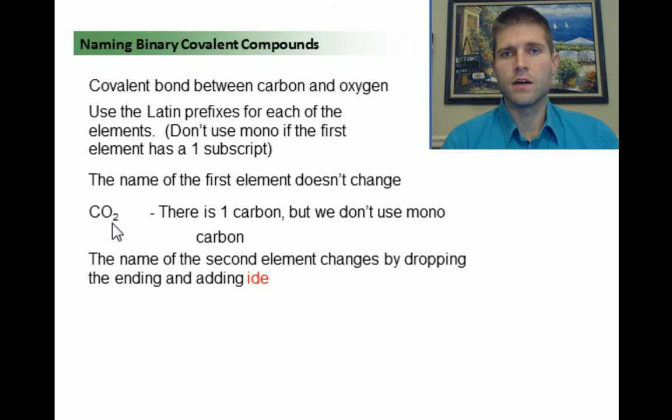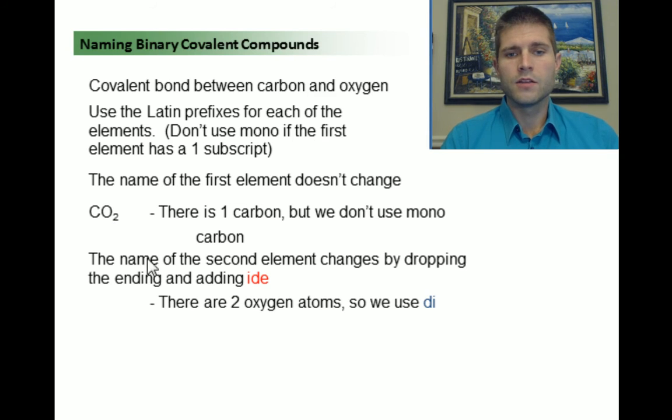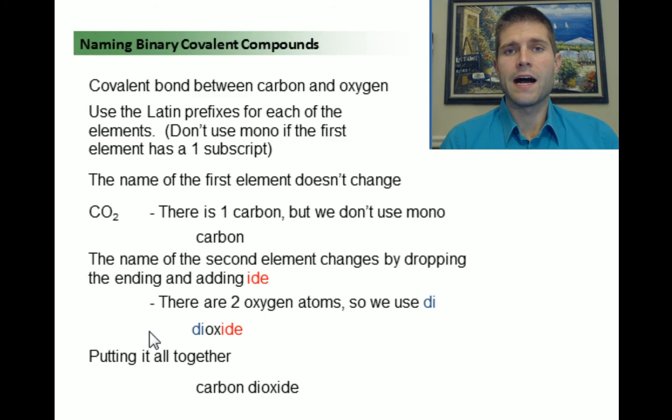letters of oxygen, OX, and add the I to it, just like we did in the ionically bonded system. There are 2 oxygens, so we use di, and then we drop off the ending, so now it's going to be dioxide. So this blue is your prefix, the red is your modified ending, and the black is the original letters that come from the element. So now, in order to put this all together, all we do is read the first one and the second one. So this would be carbon dioxide.